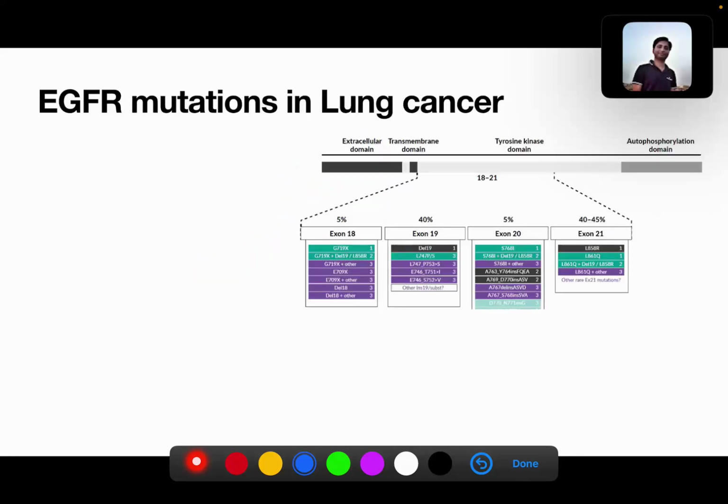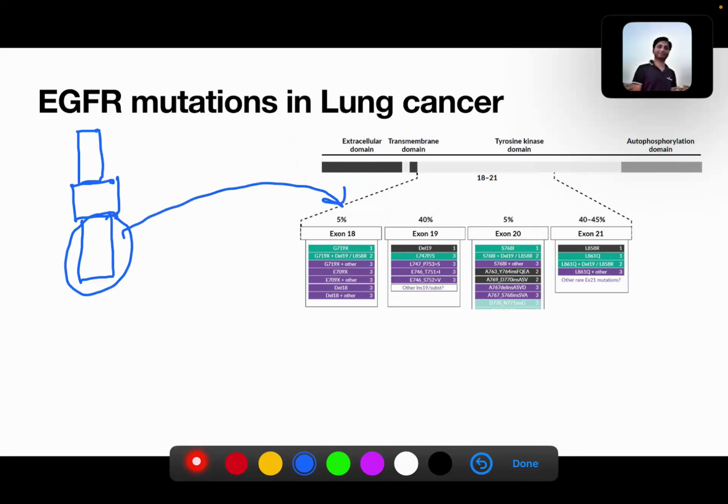So what are the common EGFR mutations that are seen? The EGFR receptor has an extracellular domain, a transmembrane domain, and an intracellular domain. Within this intracellular domain, you have 4 exons where driver mutations leading to lung cancer can occur. So you have exon 18, 19, 20, and 21.